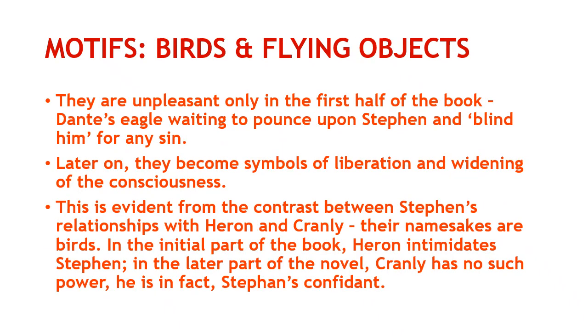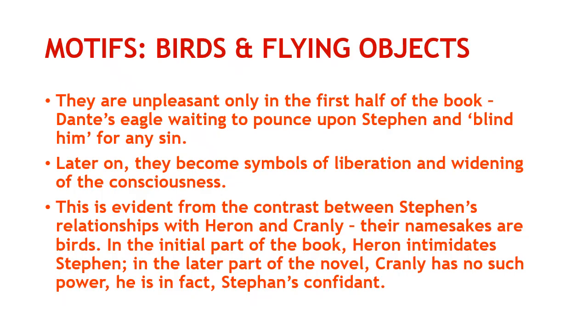Now, there is this motif of birds and flying objects, and these are unpleasant only in the first half of the book, wherein Dante's eagle is waiting to pounce upon Stephen and blind him for any sin. Later on, birds and flying objects become symbols of liberation and widening of the consciousness.